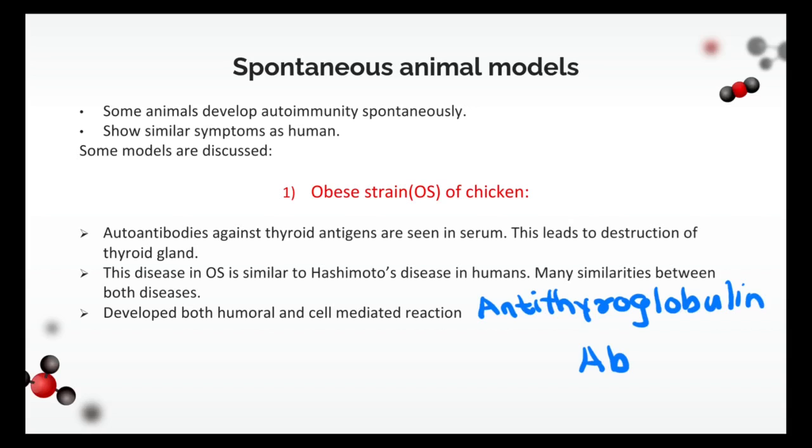I repeat, presence of anti-thyroglobulin antibodies. Thyroglobulin is a substrate which is important for production of thyroid hormone. It also stores the inactive forms of thyroid. But once the disease is caused, anti-thyroglobulin antibodies are produced. These anti-thyroglobulin antibodies cause inflammation of the thyroid gland. Thus, OS chicken is used as an animal model to study Hashimoto's thyroiditis.